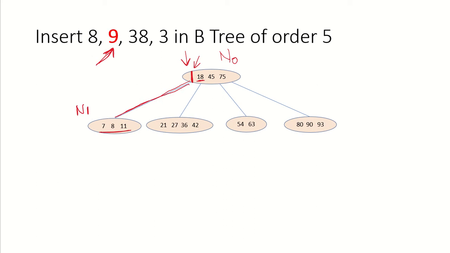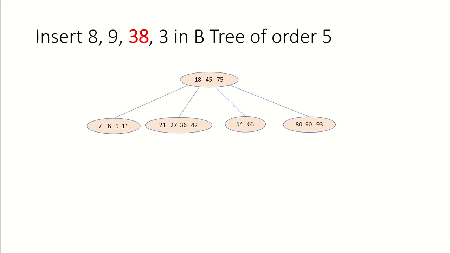What is the maximum number of keys that can be stored in a tree of order 5? 4. That means 9 can be stored over here, and after insertion of 9, these values need to be reordered and put in an ascending order once again. So we have inserted 9 also over here, and the values have been ordered again.